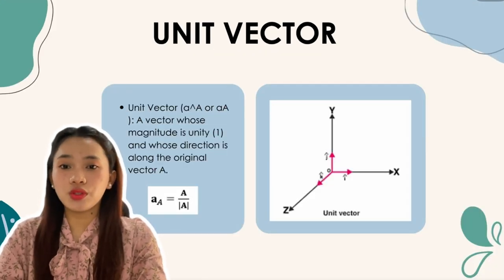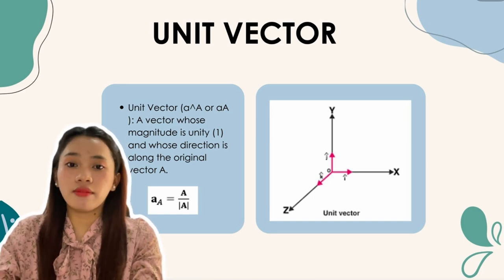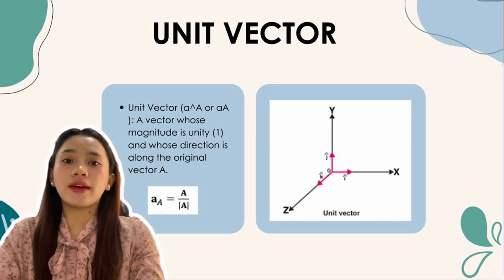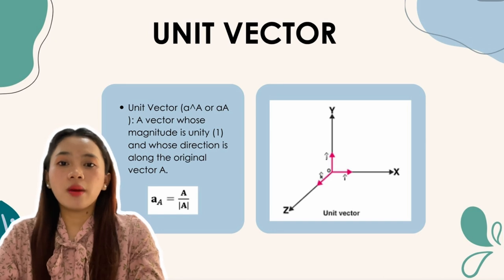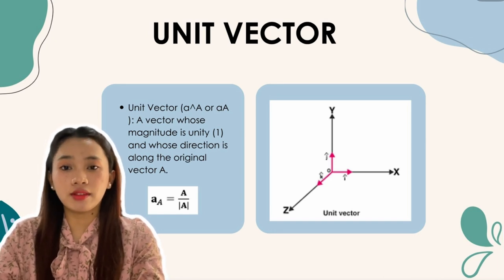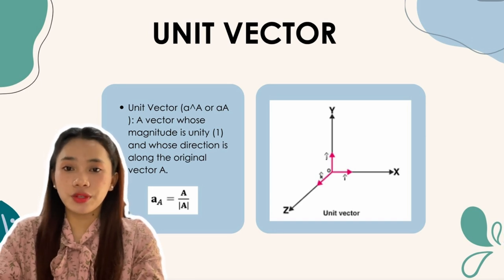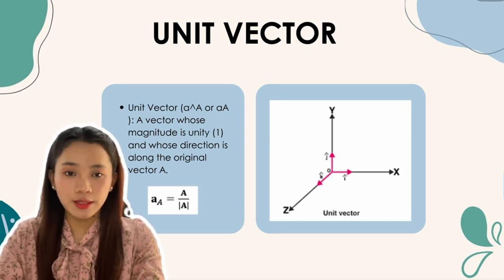Let's look at the unit vector. What is a unit vector? A unit vector is a vector with a magnitude of 1 pointing in the direction of a given vector. It helps us express vectors in standard directions, which is crucial when working in different coordinate systems.